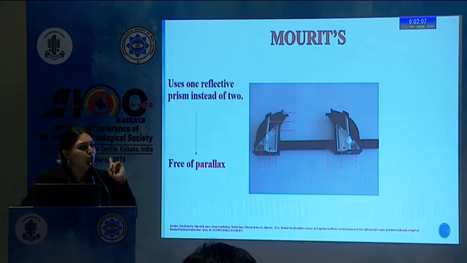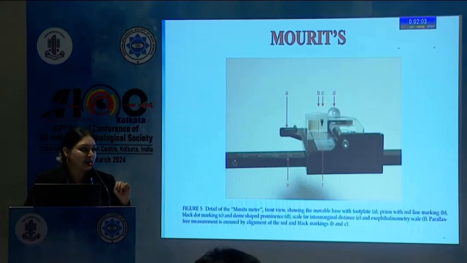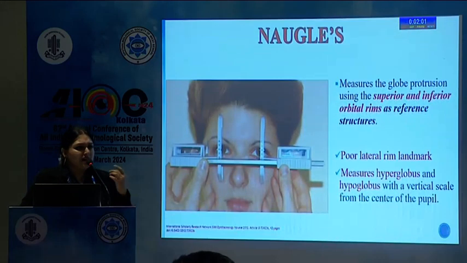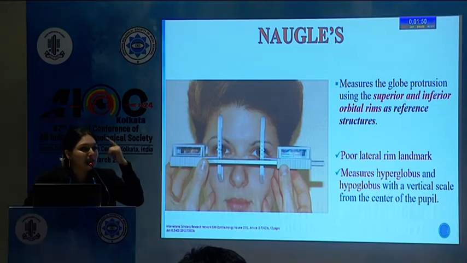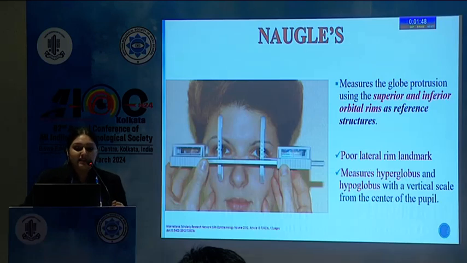Okay, how about we use 1 reflective mirror instead of 2? This is exactly what the Moritz exophthalmometer does. My patient has come to me in my OPD clinic after a lateral orbitotomy or with a huge trauma to his lateral side. I can use the Noggles exophthalmometer. I won't have to use the lateral orbital margin. I'll use the superior and inferior orbital margins. I can also see one more thing. I can see where the vertical level of the eyes are.